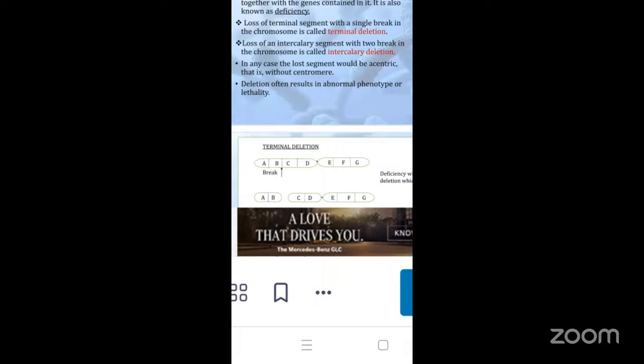Human deletion mutations result in drastic phenotype changes, especially granulocytic leukemia. It is caused by a deletion in the long arm of chromosome 21.